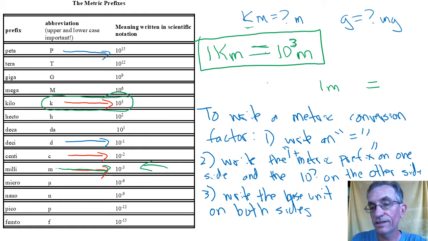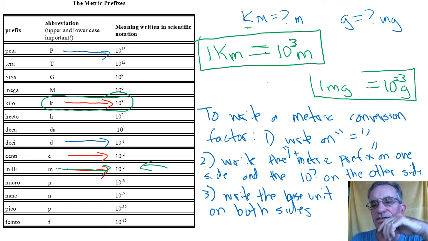So milli goes on one side, and 10 to the minus 3 goes on the opposite side. Make sure that's always true. If you mess up, it's because you have this backwards sometimes. 1 milli is 10 to the minus 3. Now, to finish this, we're going to put the base unit on both sides. Grams to milligrams, grams is the base unit. It should look like that.